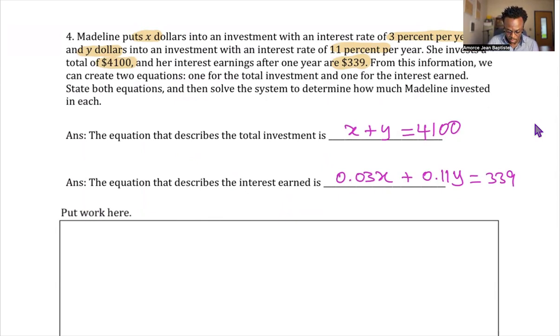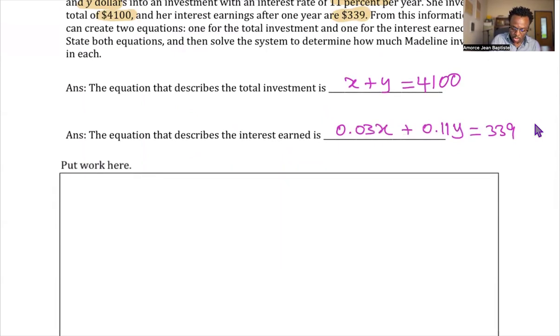So now that you have these equations, we can solve them to find the investment in each account. Well, I don't want to use the decimals, so I'm going to multiply by 100. The first one remains the same, X plus Y equals 4,100, and then 3X plus 11Y equals 33,900.